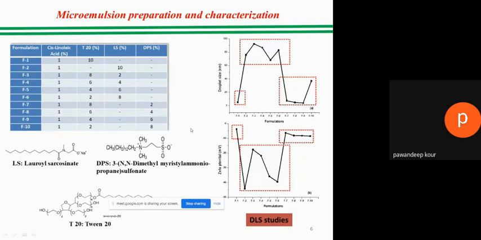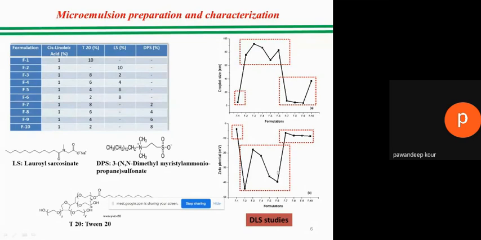Their particle size was characterized by DLS studies, that is dynamic light scattering studies. From this graph, we can say that all these 10 formulations have a microemulsion droplet size of less than 100 nanometers. But those which were stabilized by anionic surfactant have a comparatively higher size than those formed by non-ionic or zwitterionic surfactants. The most probable reason seems to be the electrostatic repulsion between the negatively charged interface and the O2 negative ion of the aqueous phase, which increases the droplet size of anionic surfactant stabilized microemulsion.